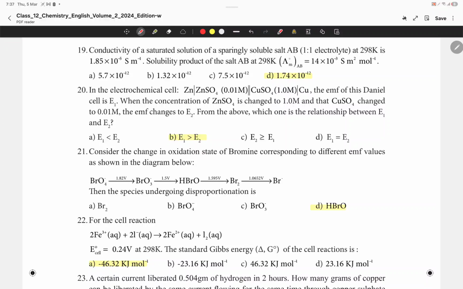Consider the change in oxidation state of bromine corresponding to different EMF values as shown in the diagram below. BrO4- 1.82 V, BrO3- 1.5 V, HBrO 1.595 V, Br2 1.0652 V, Br-. Then the species undergoing disproportionation is HBrO.